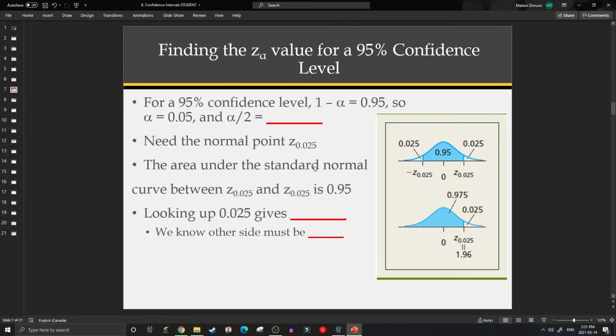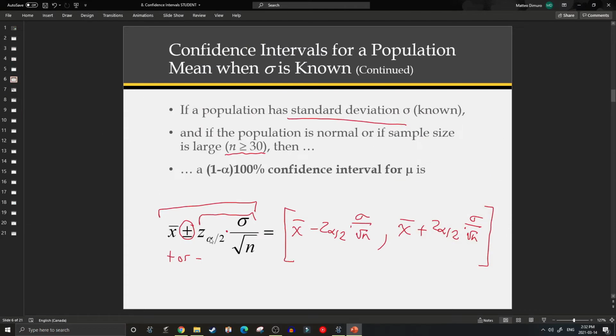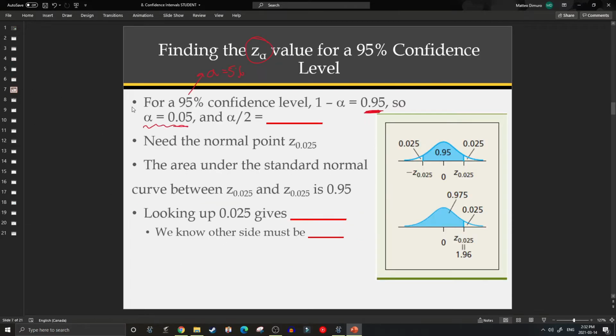Let's take a look at a question here, figuring out the z alpha values. So if we're doing a 95% confidence interval, then remember 1 minus alpha is going to be 95%. Okay, so to get back to 100%, alpha has to be 5%, right? So basically, if you're doing a 95% confidence interval, your alpha value is whatever it takes to get you to 100%. Then you need to find alpha divided by 2, because if you look in the formula, it does say to go alpha divided by 2, right?